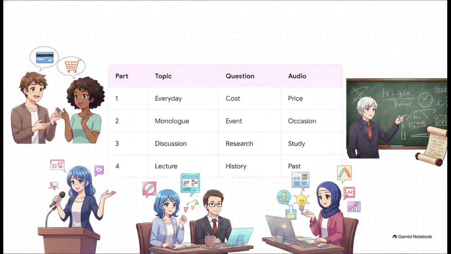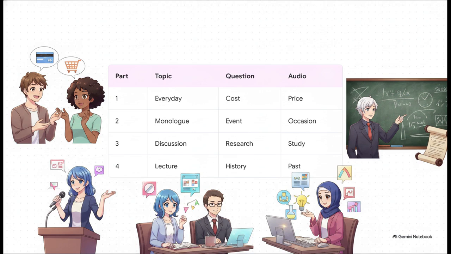And this synonym game actually scales up in difficulty as the test goes on. It's kind of like leveling up. In part 1, those everyday conversations, the synonyms are pretty simple. You might read cost but hear price while someone's booking a ticket. Easy enough. But then in part 2 monologues, an event becomes an occasion.